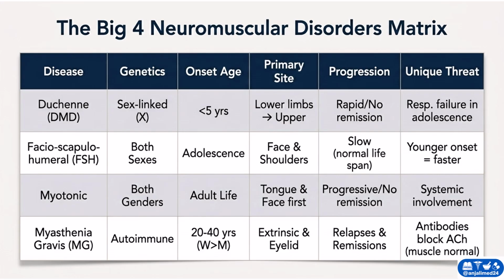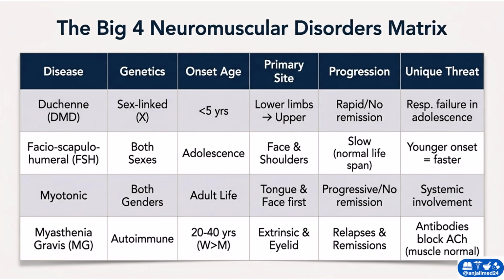Third is myotonic dystrophy. This presents in adult life and commonly affects the face and the tongue first. It is progressive, has no remission, and also involves systemic organs like heart and the endocrine system.